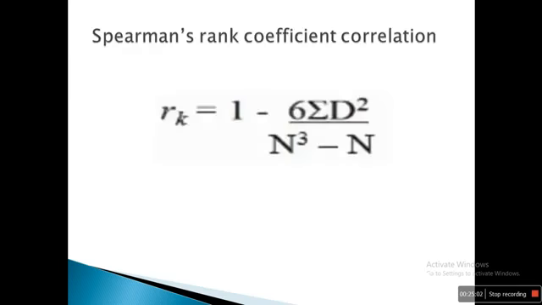Now next we come to Spearman's rank coefficient correlation, where very easily we can find out with a value called D. So we are actually trying to make the formula easy. You can see over here we write R with a small k as a subscript equal to 1 minus 6 sigma d square upon n cube minus n.